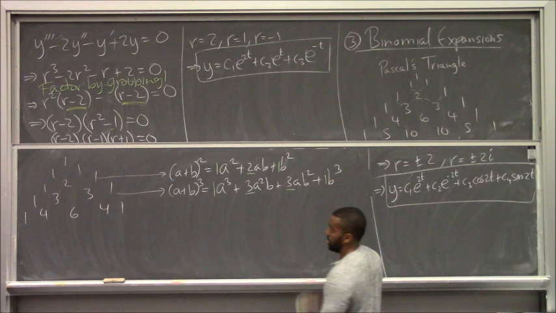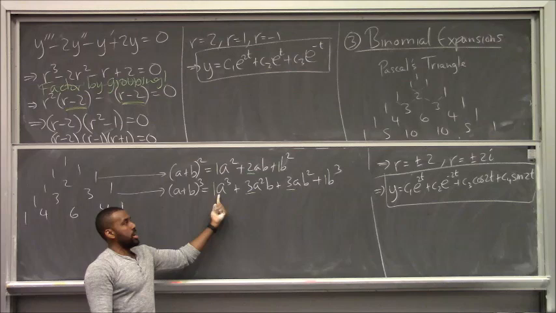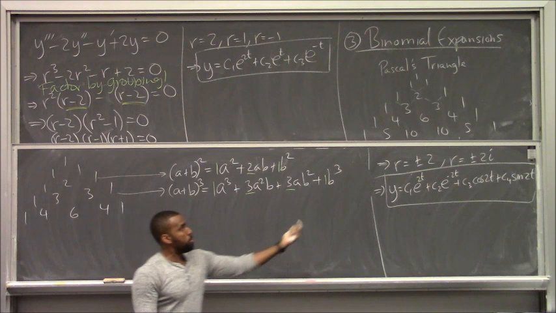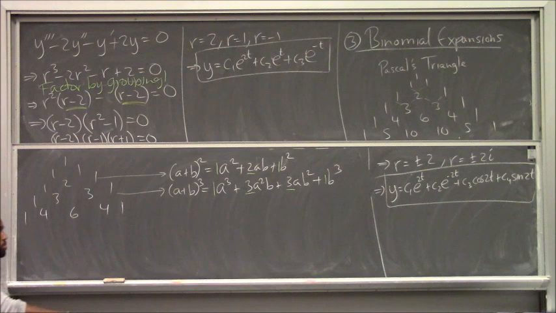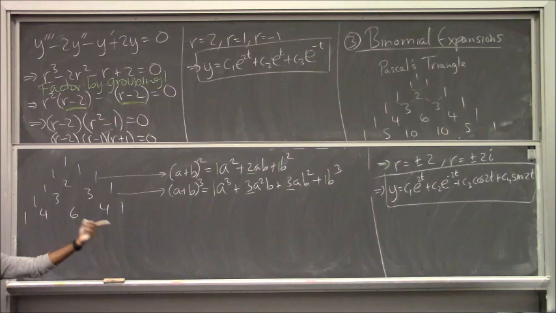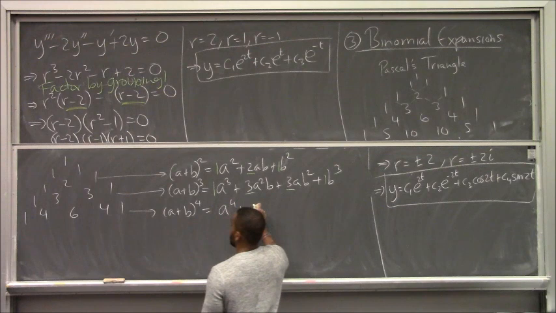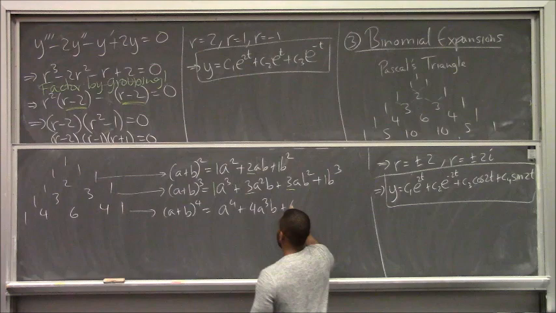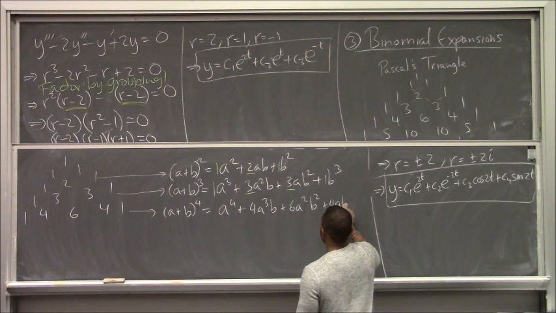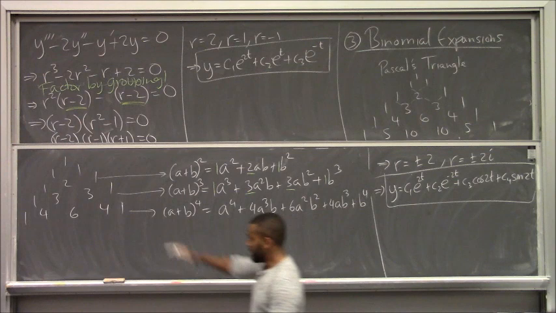What happens is you start with one variable at the highest power and then count down: a cubed, a squared, a to the 0. And you go backwards with the other variable: b cubed, b squared, b to the 0. So you count down with the powers of one variable while counting up with the powers of the other variable, and Pascal's triangle tells you what the coefficients are. So now if you have a plus b to the fourth, what's that going to look like? a to the fourth plus 4a cubed b plus 6a squared b squared plus 4ab cubed plus b to the fourth. And you can keep going down.